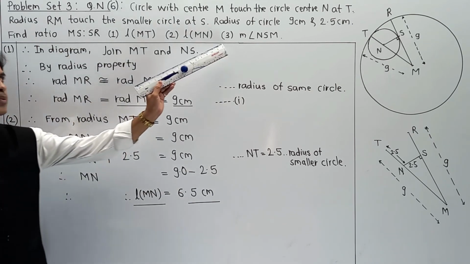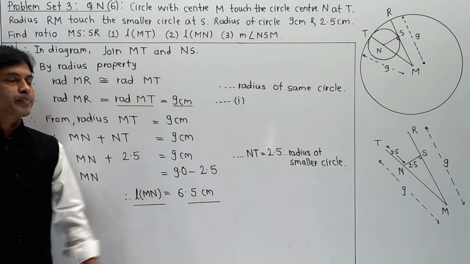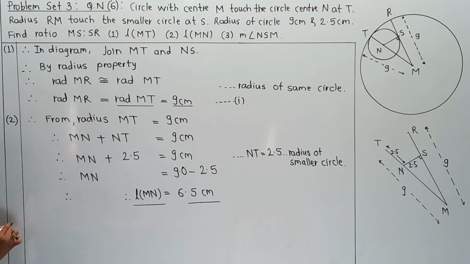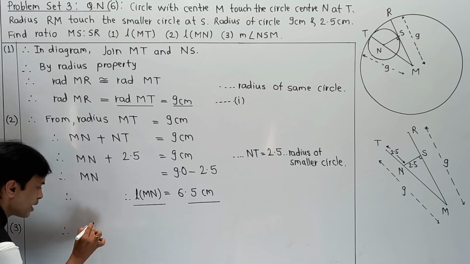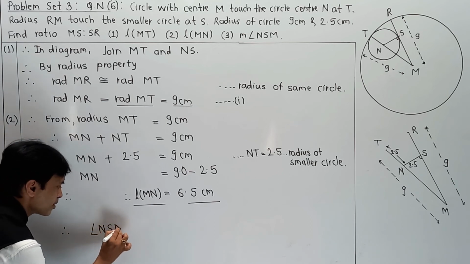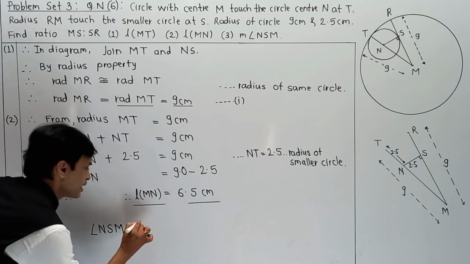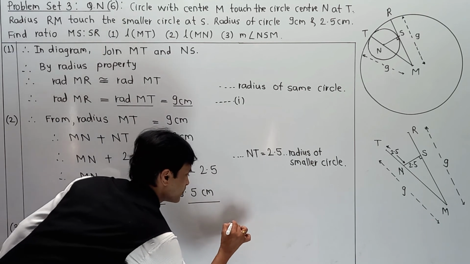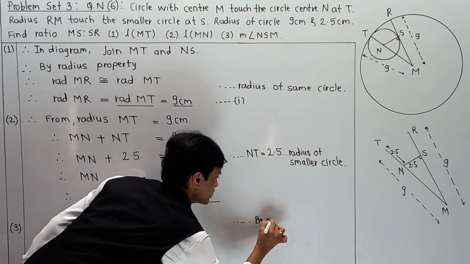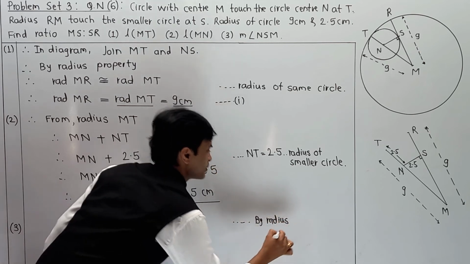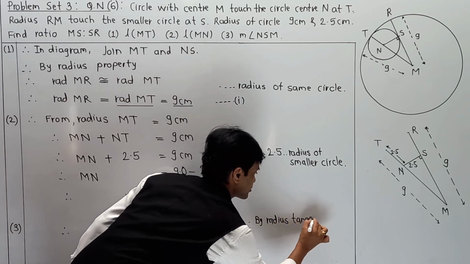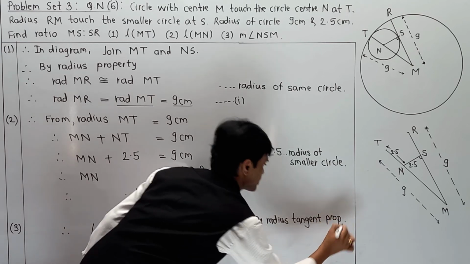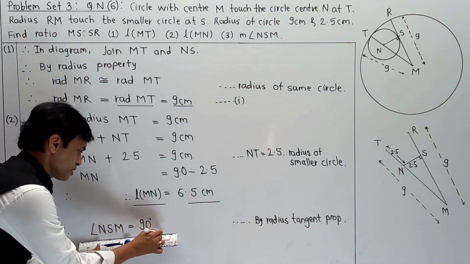Now from first and second we are moving to the third part, that is angle NSM. So the third part is angle NSM, and we can directly write it as 90 degree. Now why? Here NS is a radius and MS is a tangent. So the reason becomes by radius tangent property, and in this way you are able to get your third answer over here.